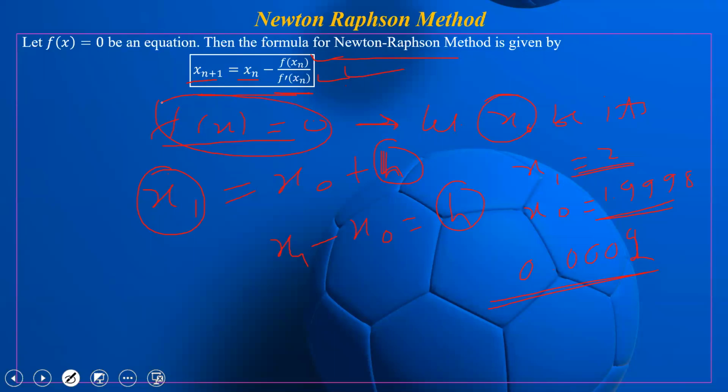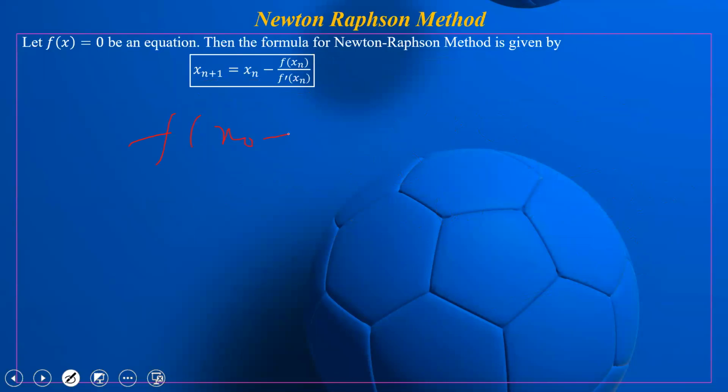So can we write f(x0 + h) = 0? Because f(x) is 0, and we have already seen that x1 is the exact solution. So can we write f(x1) = 0? This will be satisfied because x1 is the solution of this equation. So let us put x1 = x0 + h.